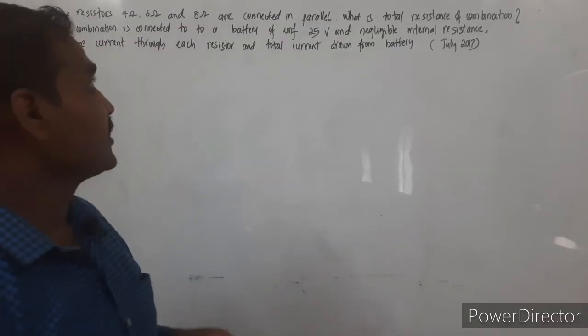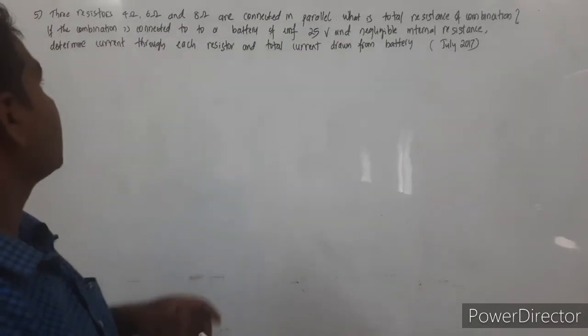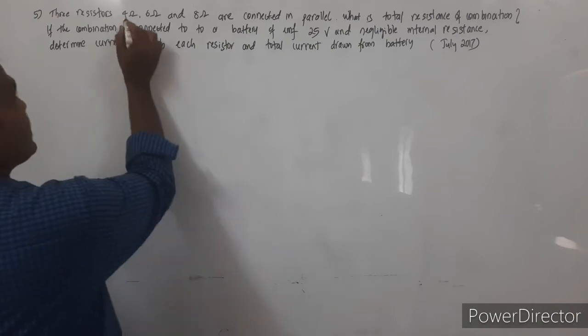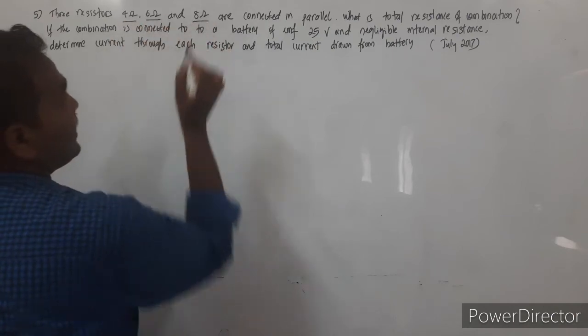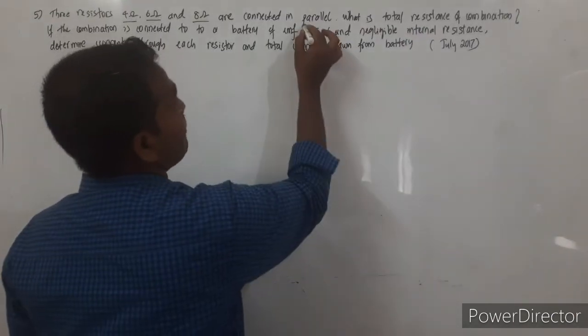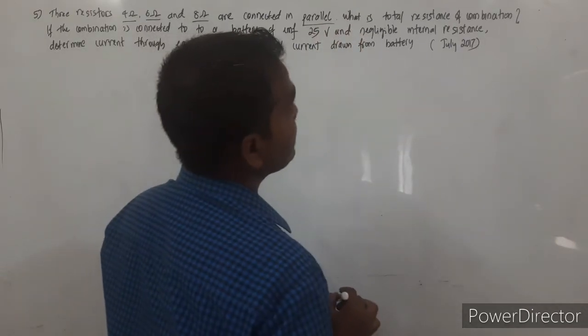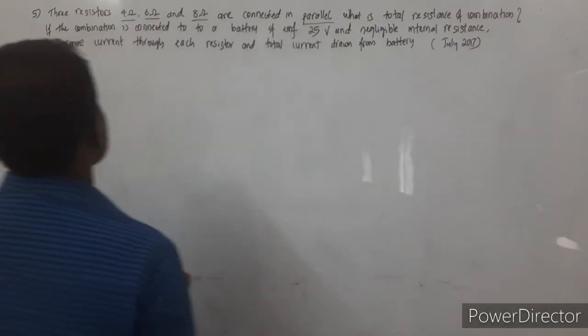Look at the next problem here. It is given that 3 resistors of resistances 4 ohm, 6 ohm and 8 ohm are connected in a parallel combination. What is the total resistance of the combination?